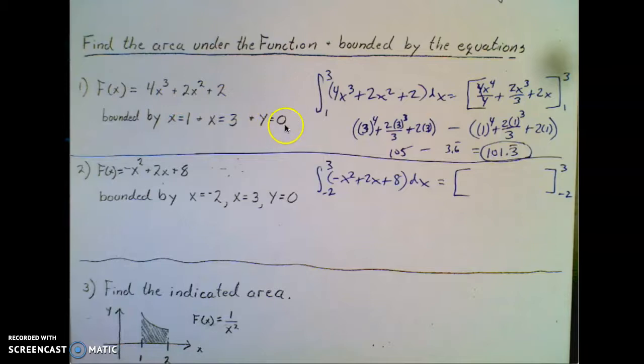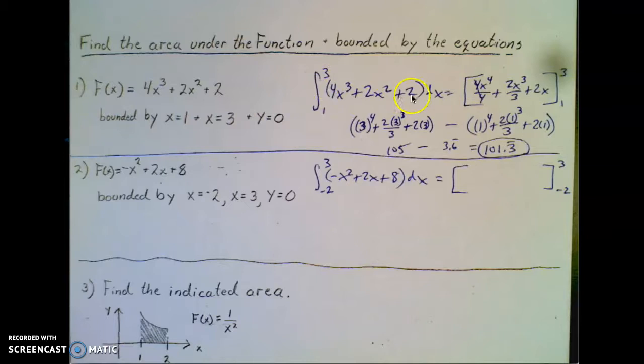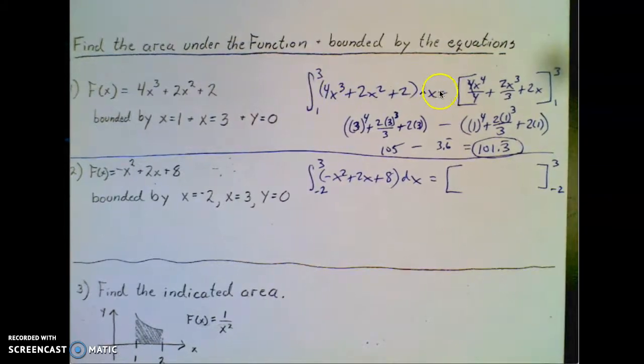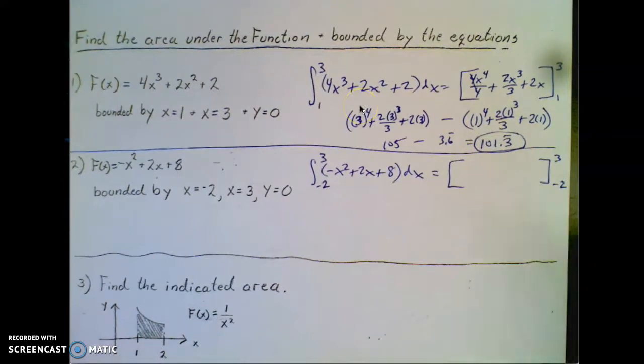to the x-axis. That's what y equals 0 is. So you just set up your integral. 1 to 3, there's my equation. Raise the power up 1, divide by the new exponent. Raise the power up 1, divide by the new exponent. Raise the power up 1, divide by the new exponent. Plug in a 3, plug in a 1, subtract your answers, 101.3 repeating.